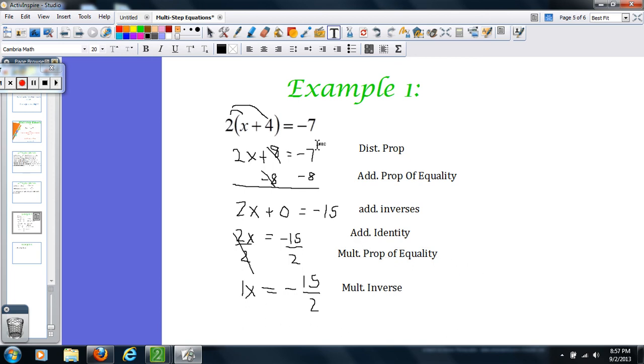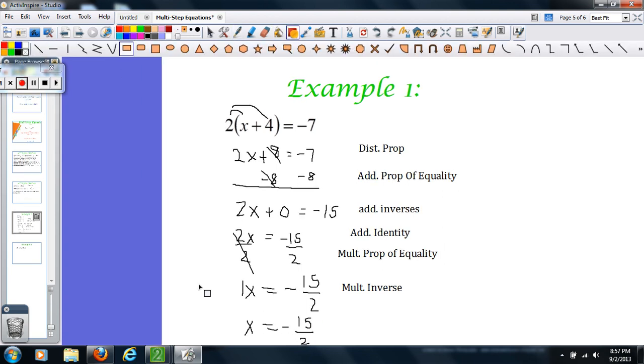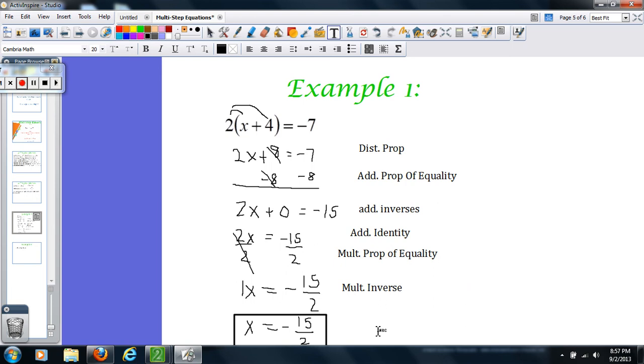And that goes there. And then the last step becomes x equals, 1 times x is just x, and that is -15 over 2. And that is actually going to be our answer, so I'm going to box that in. And the reason behind that last step is going to be the multiplicative identity.